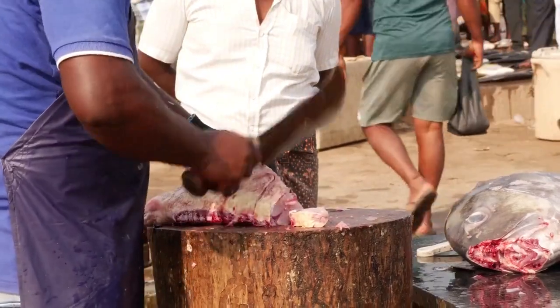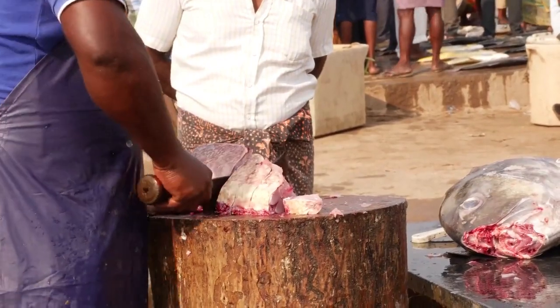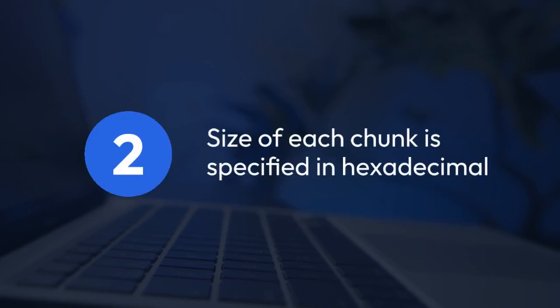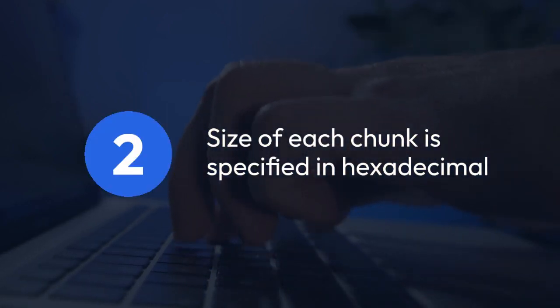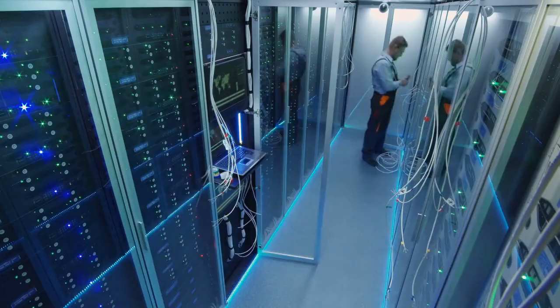1. Imagine trying to send a massive file. It would be inefficient to send the whole thing as one giant packet. Chunked encoding breaks this up. 2. Each chunk of data includes its size in hexadecimal, allowing the client to easily understand how much data to expect in each part.